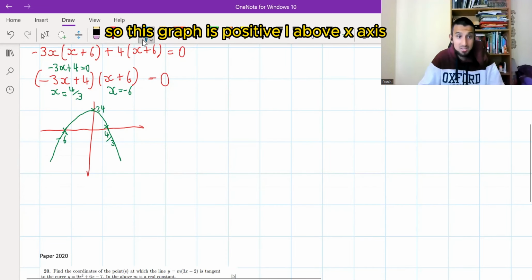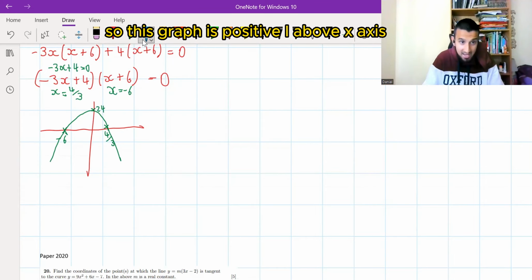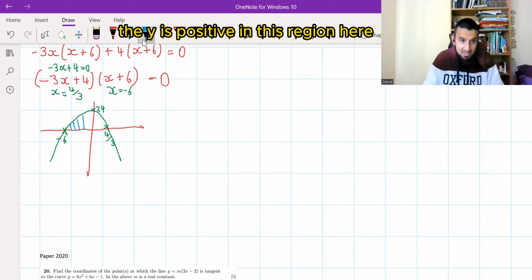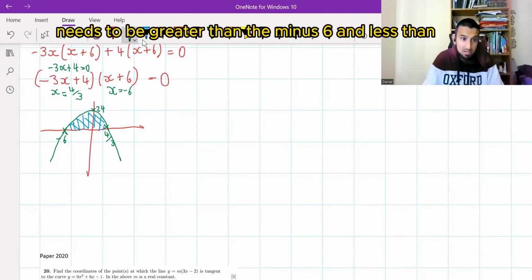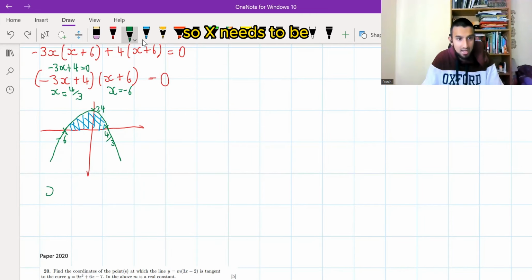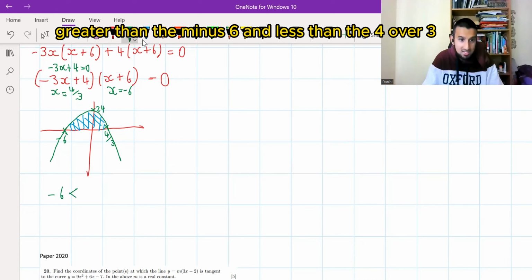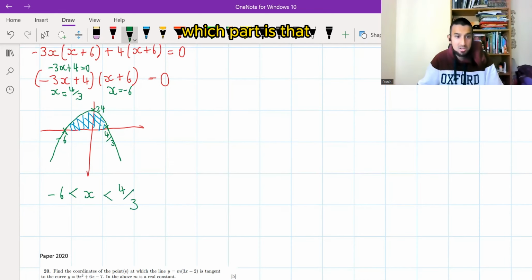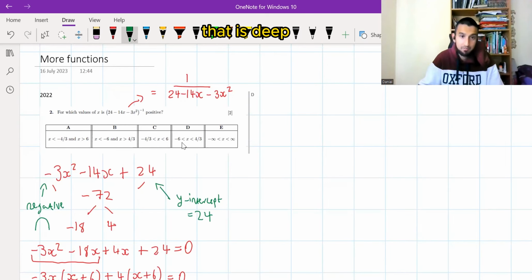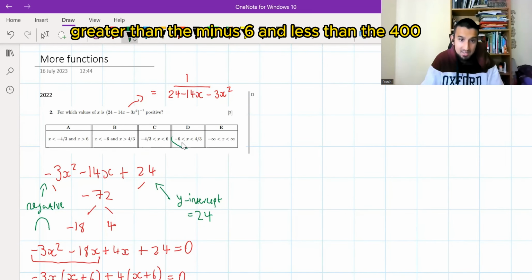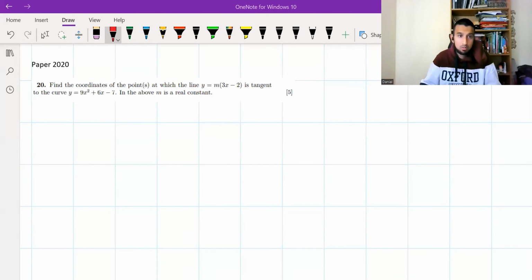So this graph is positive, i.e. above the x-axis. The y is positive in this region here. So x needs to be greater than the minus 6 and less than the 4 over 3. Which part is that? That is D. Greater than the minus 6 and less than the 4 over 3.